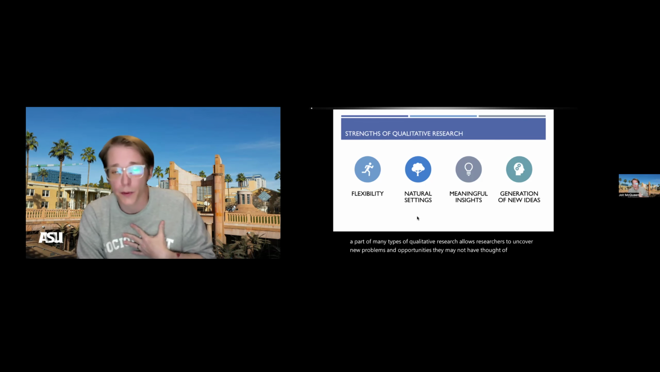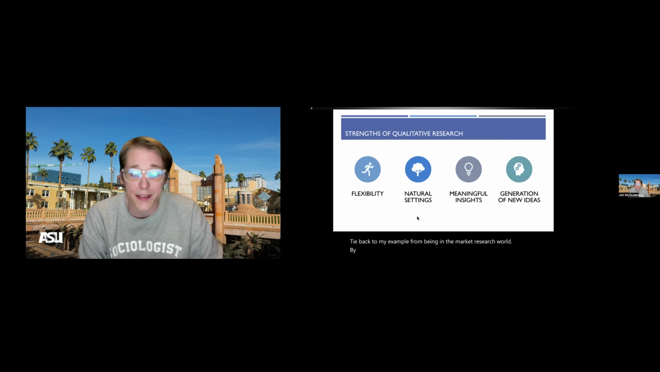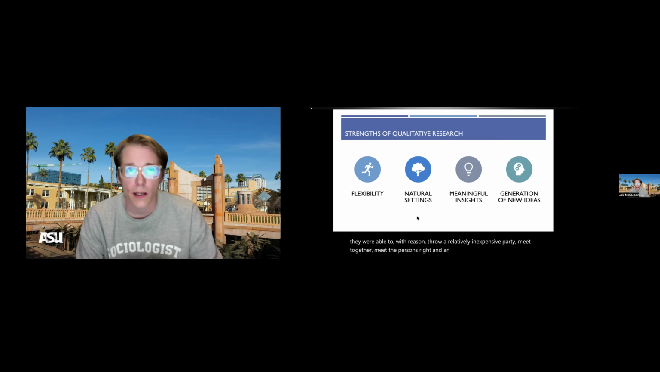Tie back to my example from being in the market research world. By finding out that it was simply based around a lack of feeling seen, they were able to, with reason, throw a relatively inexpensive party, meet the people at an event. That then allowed their numbers to scale back up for the funding of that research, of that political think tank.